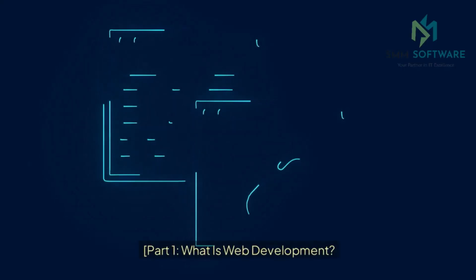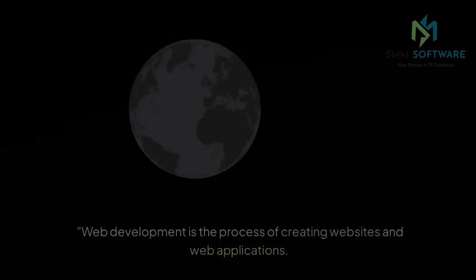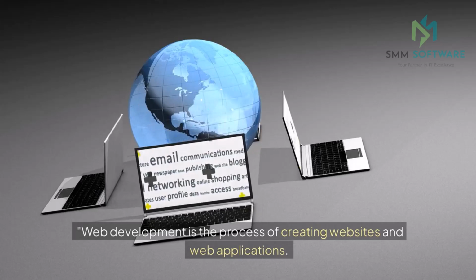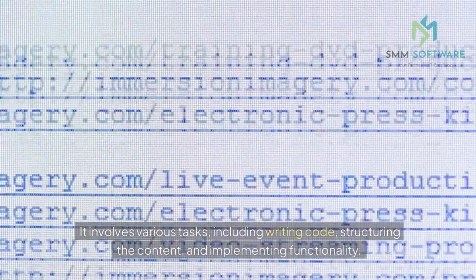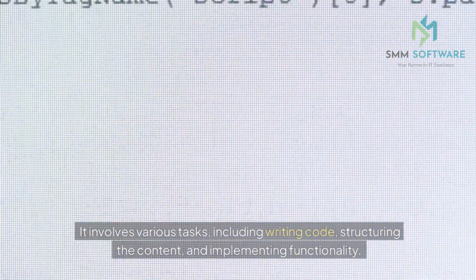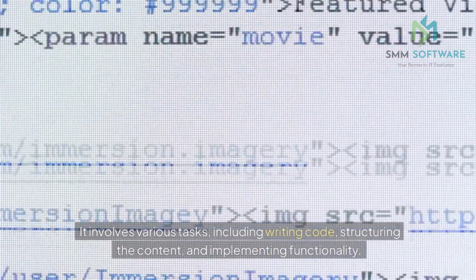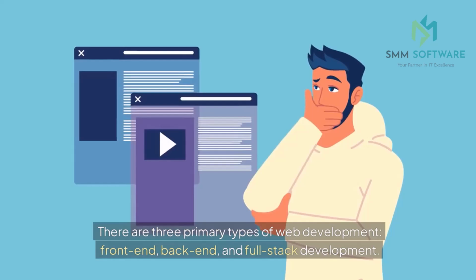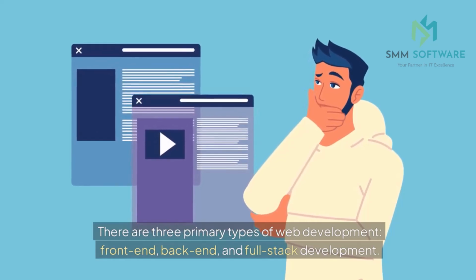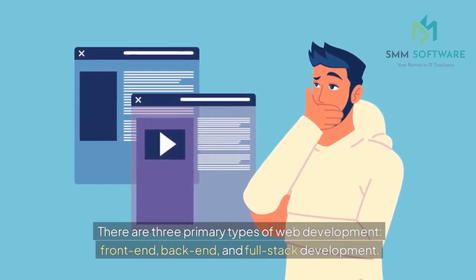Part 1. What is web development? Web development is the process of creating websites and web applications. It involves various tasks, including writing code, structuring the content, and implementing functionality. There are three primary types of web development: front-end, back-end, and full-stack development.